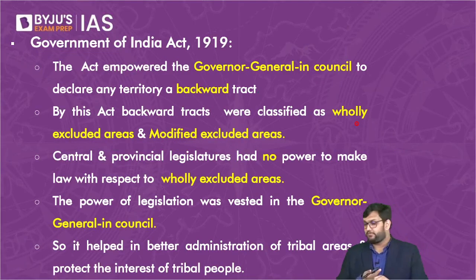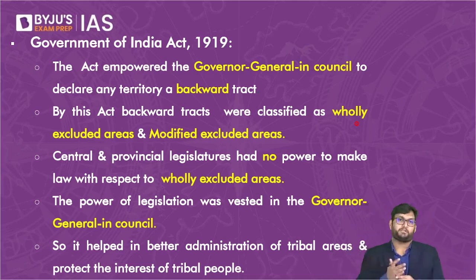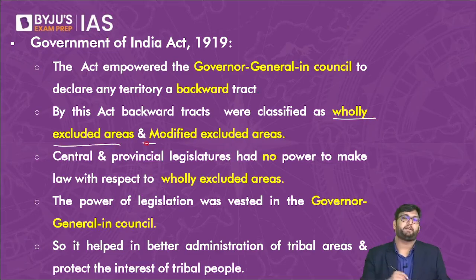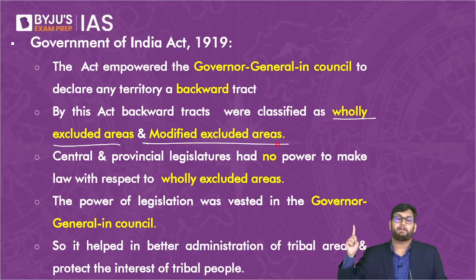Further, the Government of India Act 1919, the Montagu-Chelmsford reforms, very simply introduced a whole plethora of concepts. It empowered the Governor General and Council to declare an area backward, and it could be said as wholly excluded or modified excluded. Basically, the concept of, if you know, the inner line permit, wherein in order to enter certain areas of tribal India, you need certain permissions.